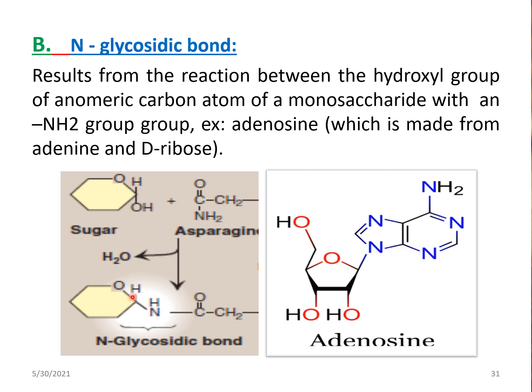Another example of the N-glycosidic bond is the reaction between a sugar and an amino acid, where there is a reaction between the hydroxyl group of the anomeric carbon of that sugar with the amino group of the amino acid asparagine, forming that N-glycosidic bond. Therefore, the naming of that bond, whether N or O, depends on the type of the second group that is linked to the hydroxyl group of the anomeric carbon of the monosaccharide. If the second group is a hydroxyl, the bond is called an O-glycosidic bond. While if the second group is an amino group, then the bond is an N-glycosidic bond.